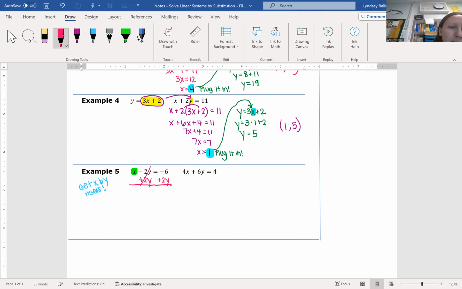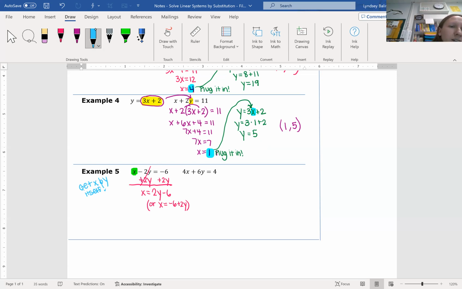So we're going to say x equals, and it doesn't matter which way we write it. We can say negative 6 plus 2y. I'm going to write it as 2y minus 6. Or x equals negative 6 plus 2y. It really doesn't matter because we're not putting it into any certain form. We're just getting the x by itself. I just think the 2y minus 6 looks a little nicer.